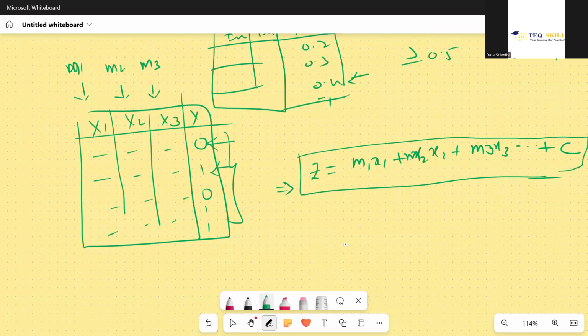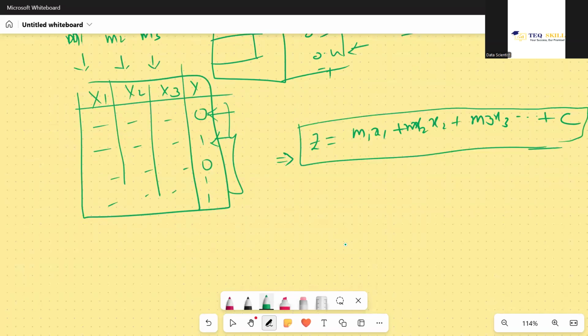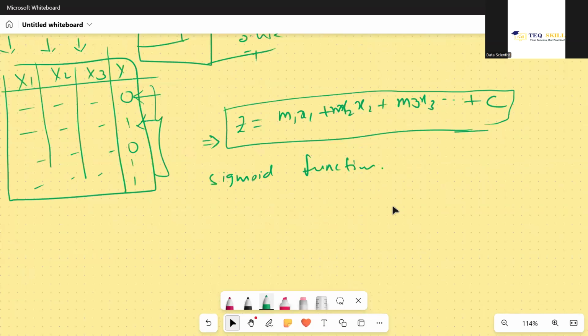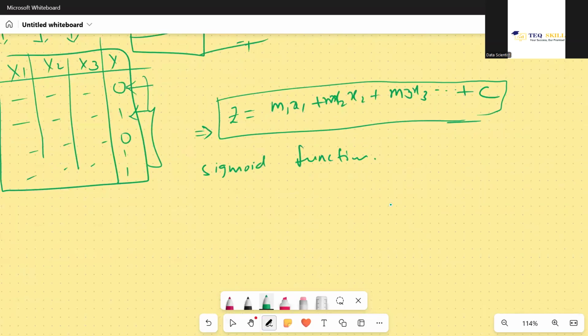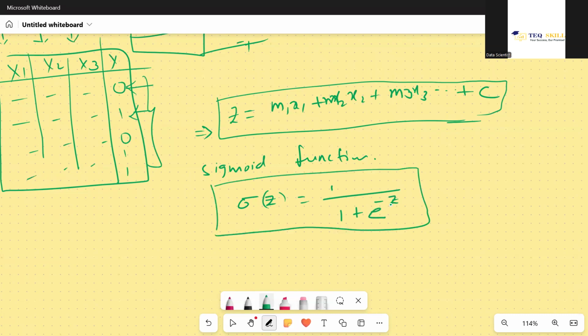Once you get that linear equation with the help of inputs and corresponding slopes, then with the help of the sigmoid function, we can convert these linear values into values between 0 and 1. The sigmoid function is represented as sigma of z, equal to 1 by 1 plus e power of minus z. This is the formula, guys. This is the formula for the sigmoid.